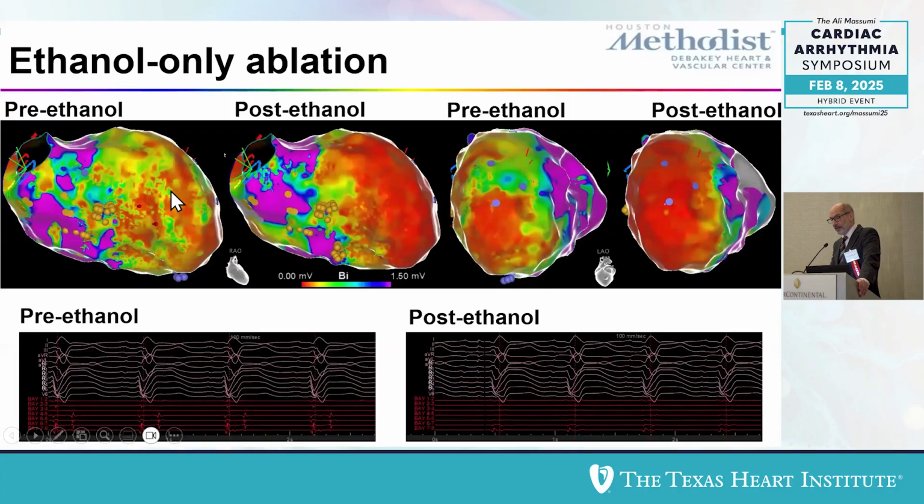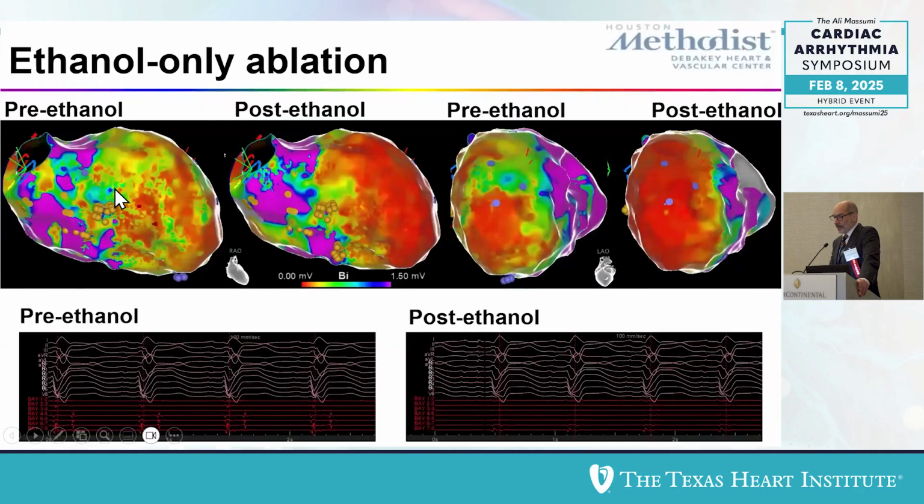So this is the pre-ethanol map. This is the post-ethanol map. Everything has become red, and there's no areas of patchy surviving channels in this scar. Look at the signals in the AIV, pre-ethanol and post-ethanol, the late potential is gone.